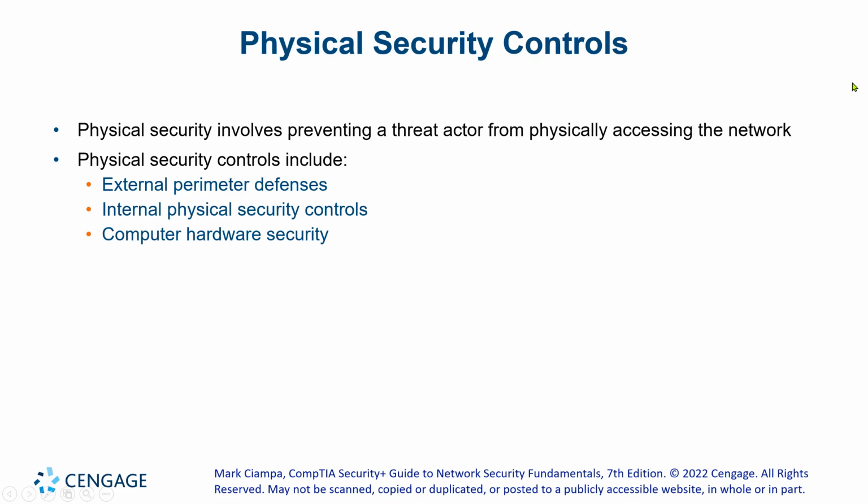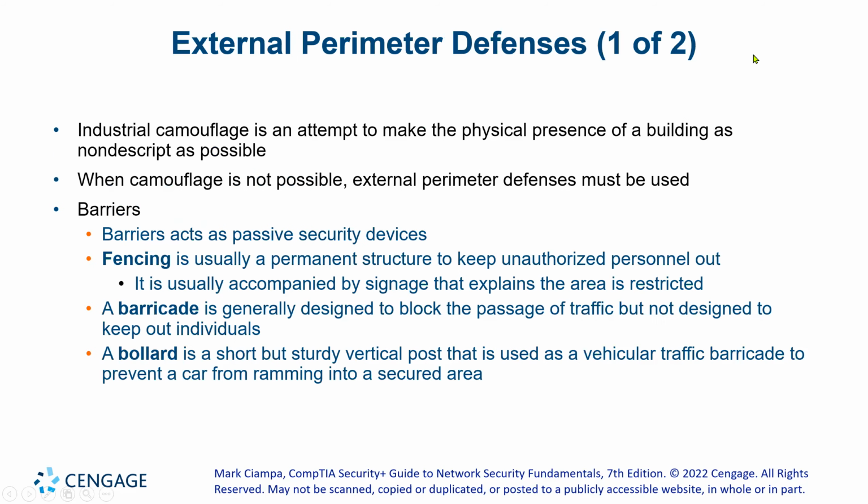Physical security controls. A lot of people forget that cybersecurity has to deal with physical security. So that's part of our program too. Physical security involves preventing a threat actor from physically accessing your network. Physical security controls include external perimeter defenses, internal physical security controls, and computer hardware security.